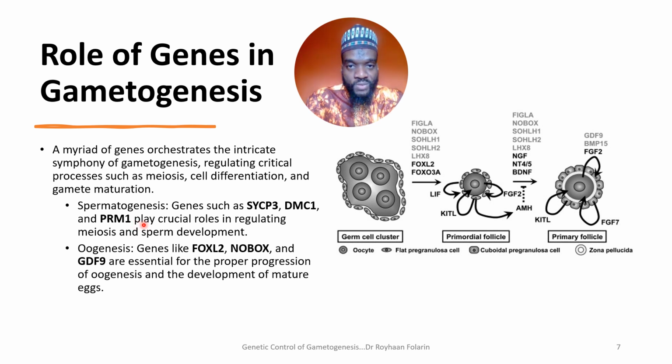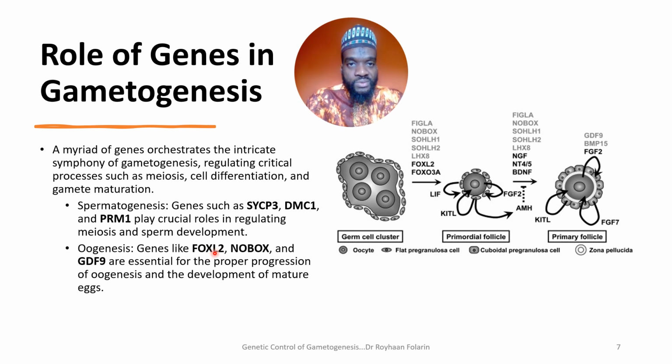So you also have the PRM1, which stands for protamine 1. It's a gene that codes for a protein called protamine. And protamines are essential for condensation and packaging of sperm DNA, thereby contributing to how the mature and compact sperm cells will be formed.